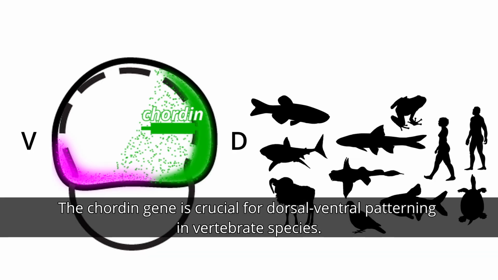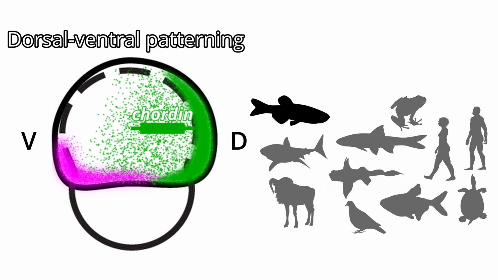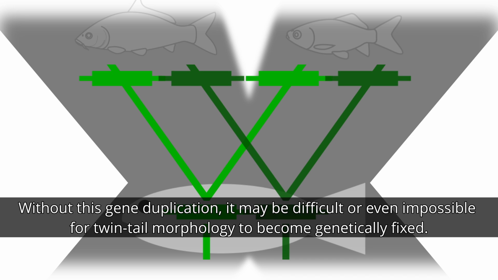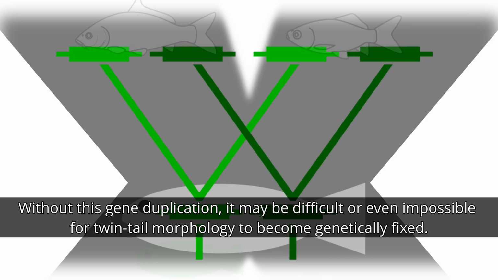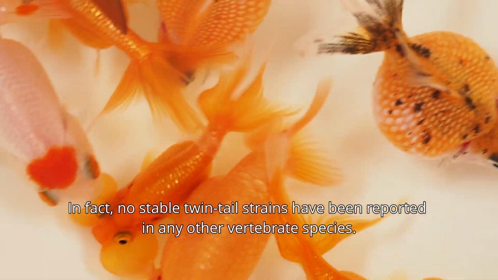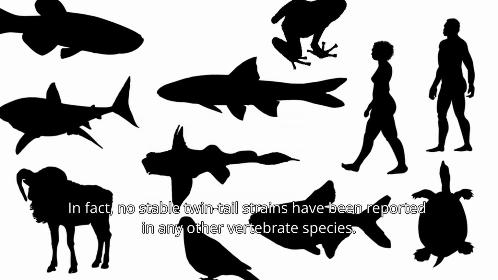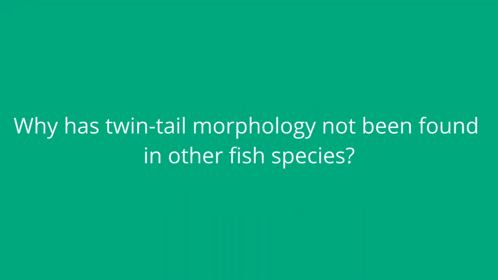The coding gene is crucial for dorsal-ventral patterning in vertebrate species. Without this gene duplication, it may be difficult or even impossible for twin-tail morphology to become genetically fixed. In fact, no stable twin-tail strains have been reported in any other vertebrate species. This brings us to an important question. Why has twin-tail morphology not been found in other fish species?